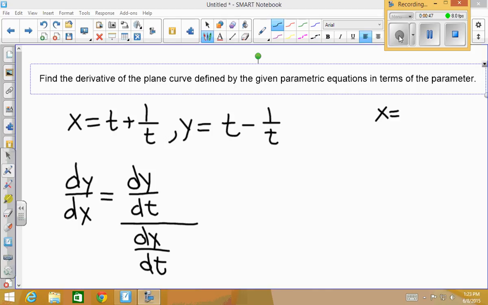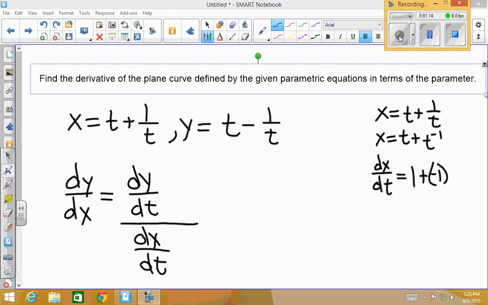We've got x equals t plus 1 over t. And we want to find dx dt, for instance. We're going to need that. Well, we can rewrite this, x equals t plus t to the negative 1. Remember, 1 divided by t is equal to t to the negative 1. This makes our derivative pretty easy to find. The derivative of t is 1, plus the derivative of t to the negative 1 is negative 1 t to the negative 2.